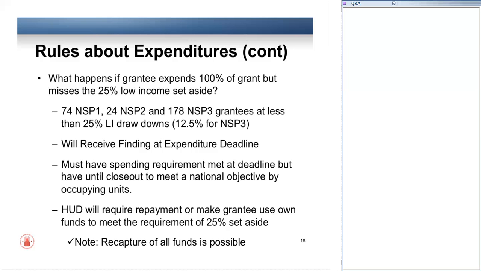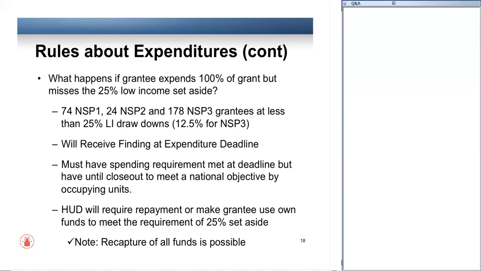The next question is, what happens if the grantee expends 100% of its grant but misses the 25% set aside? Right now, 74% of the NSP1 grantees, 24 of the NSP2 grantees have not met the 25% set aside. 178 of the NSP3 grantees have not gotten at least 12.5% expended. It is not a requirement to expend 12.5% by the 50% deadline, but it is a good yardstick in measuring your progress towards meeting that deadline. So that is something you should consider as we continue to go forward.